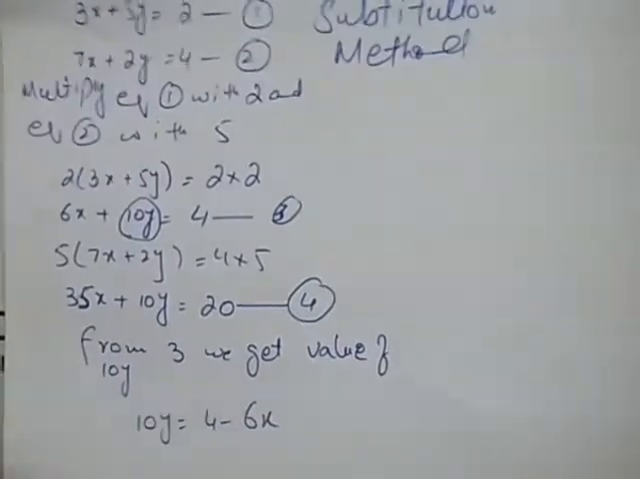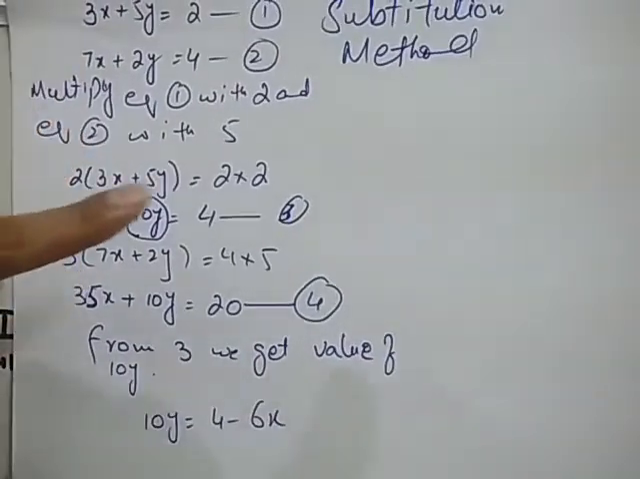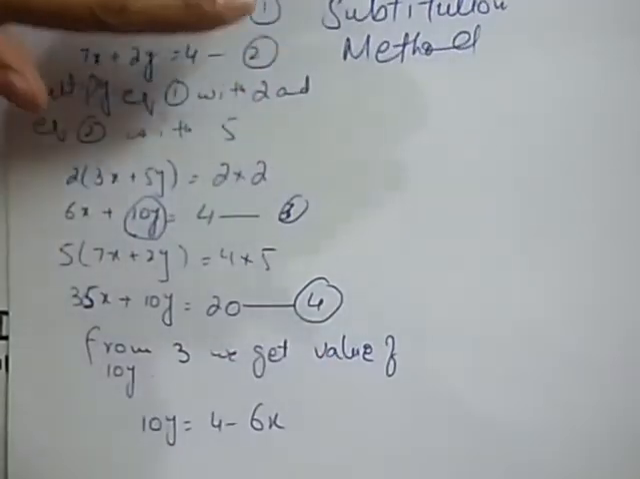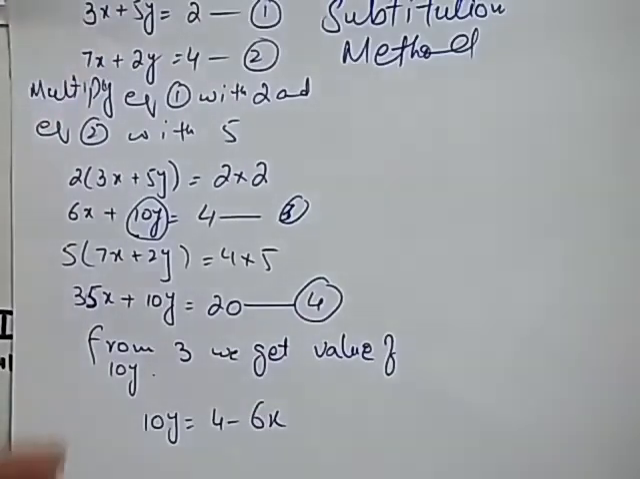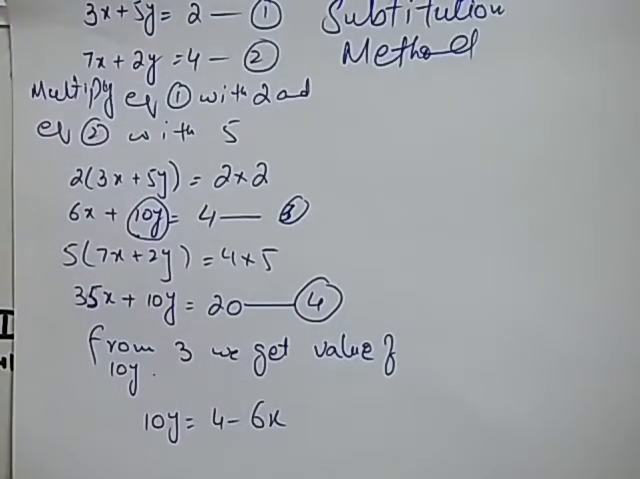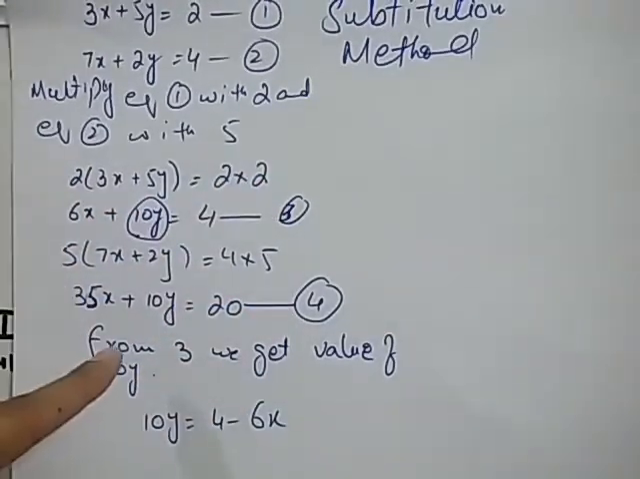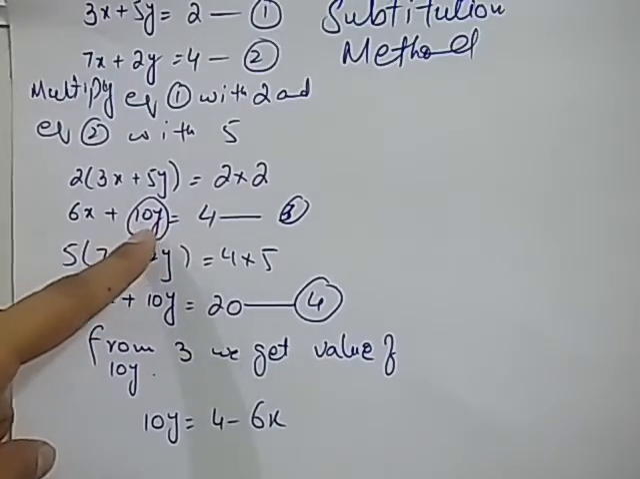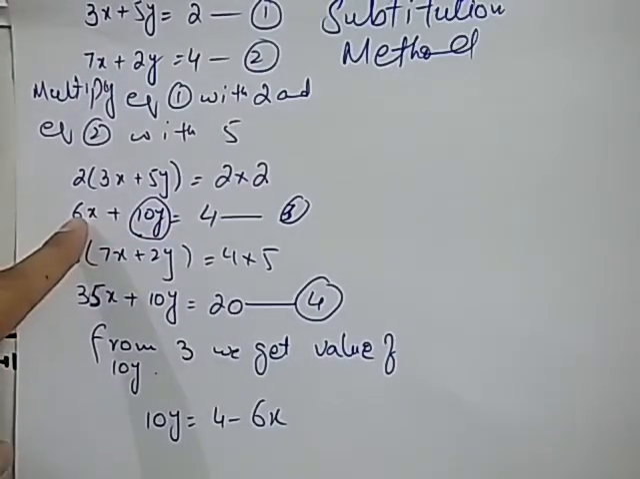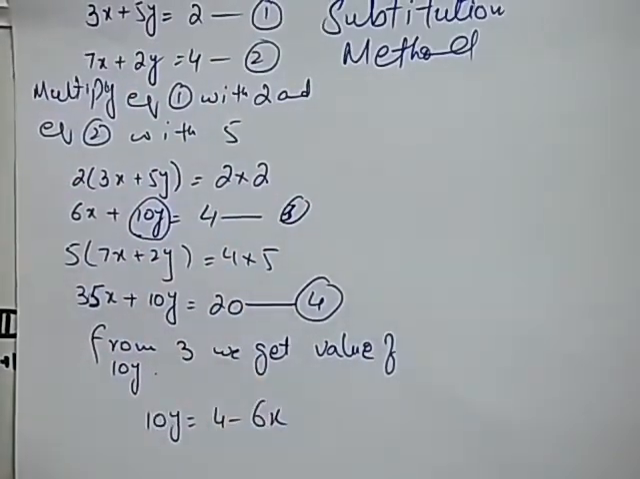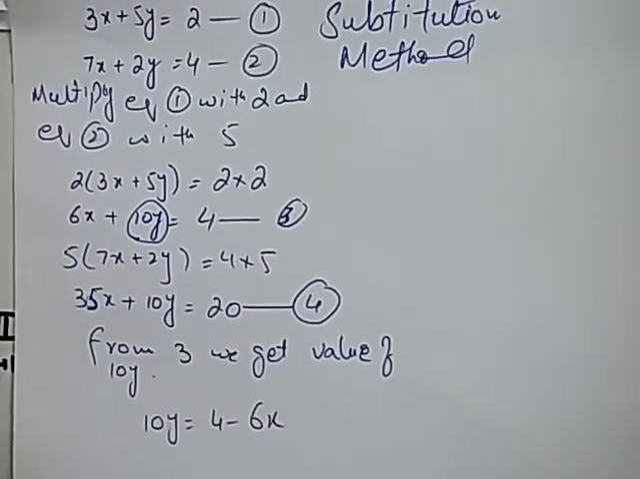You can see that this is equation number 1 and this is equation number 2, but now we are going to solve with equations number 3 and 4. Just for a few minutes, remember that these are the given equations, because we have interchanged their values, converted their coefficients and made them the same. Now we have to deal with equation number 3 and equation number 4. I have taken from equation number 3 the value of 10y, and the 6x is shifted to the other side, so it became 4 minus 6x. Because I have taken it from equation number 3, now I have to put it in equation number 4.